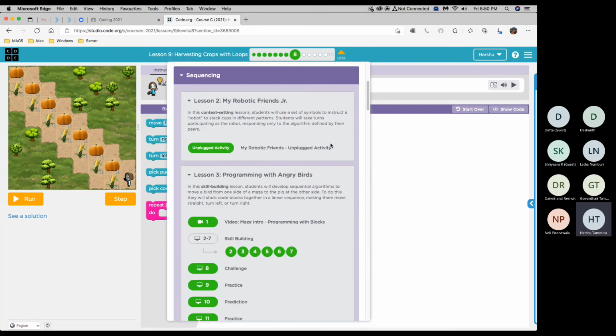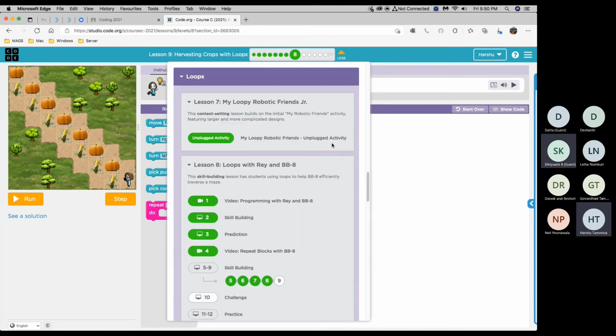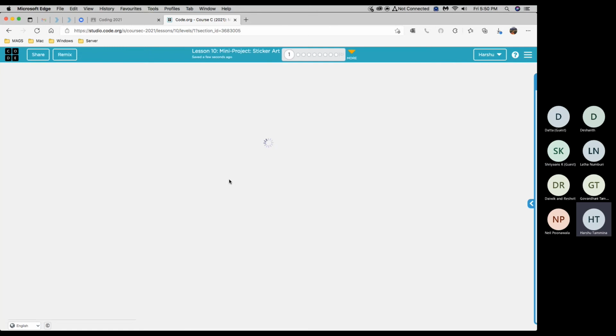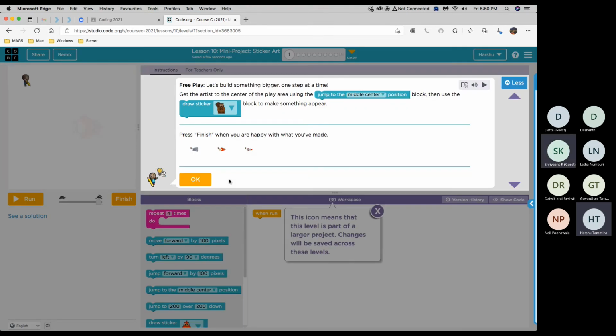No. Okay. So let's start lesson 10. Wait, what if some of them are too easy for us? You still do it. Okay. So lesson 10 is food play, kind of. So let's build something bigger one step at a time. Get the artist to the center of the play area using the jump to the middle section position block. Then use the draw sticker block to make something appear. Press finish when you're happy with what you made.